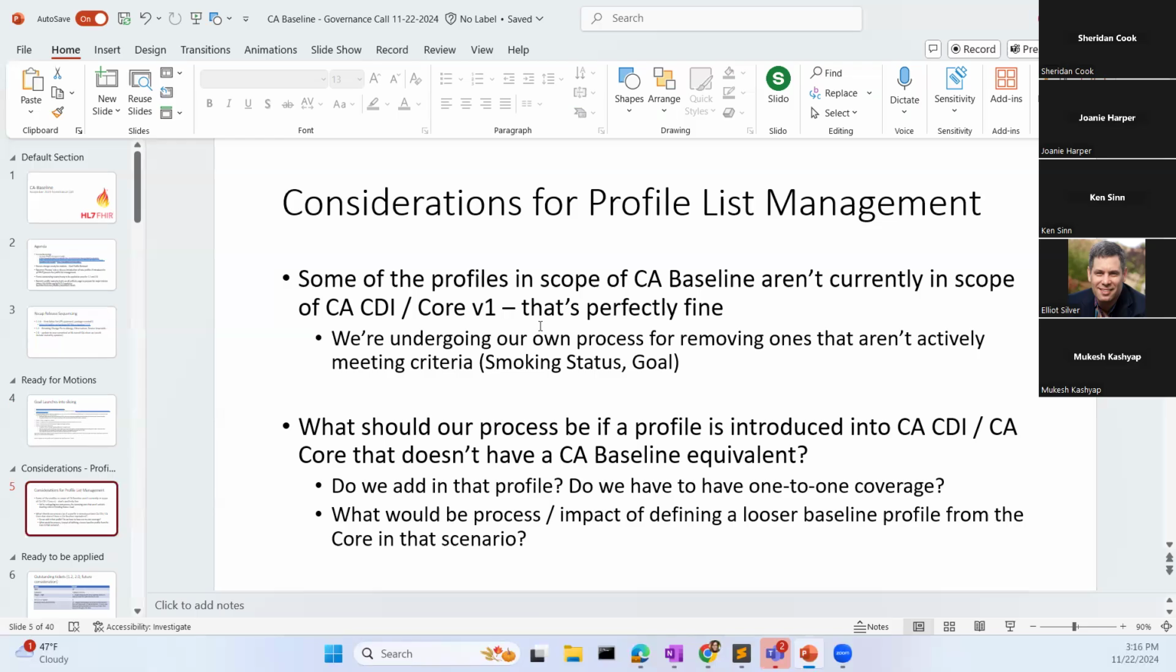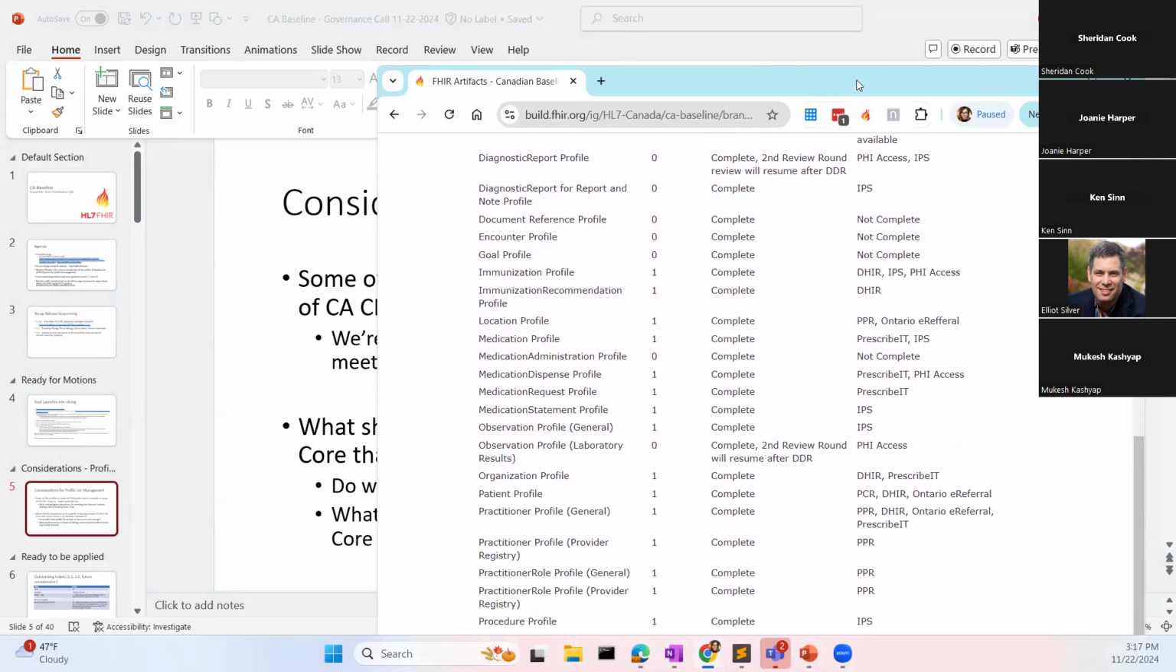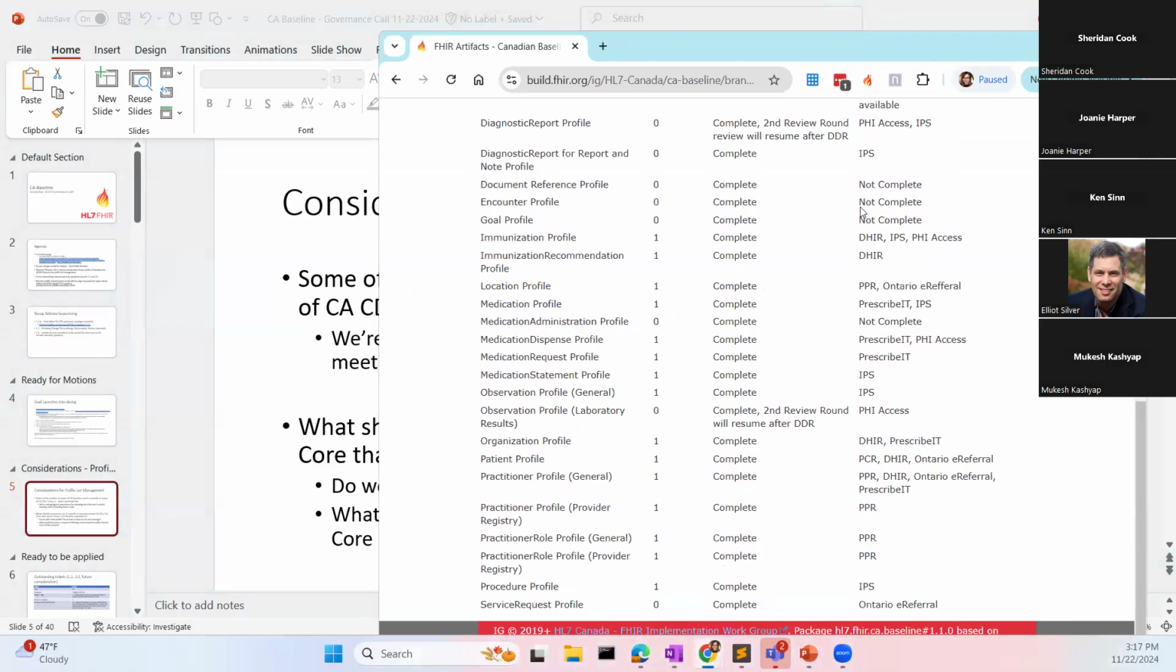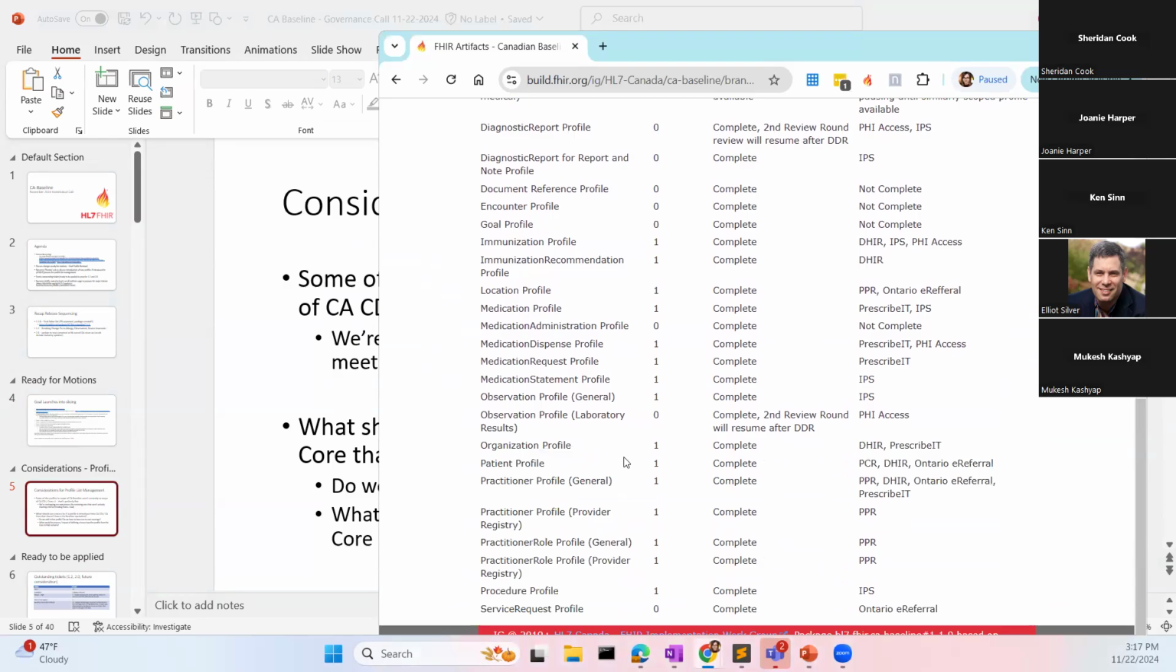So what are folks' immediate thoughts on this? Has this been raking your brain as well, that we should be adding to, let me see if I can pull up that list again, when and what we should add to this list? Obviously, it's pretty extensive. So even with the removal of some things like goal and smoking status, it may be a while till we actually have to consider this.